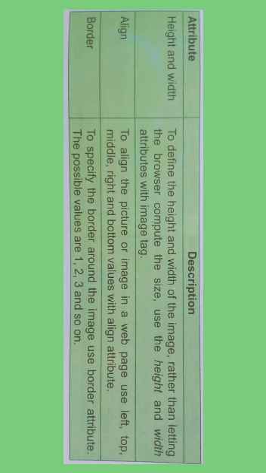Before specifying an image tag, let's take a quick look at the table given below specifying its attributes, height and width. To define the height and width of the image rather than letting the browser compute the size, use the height and width attributes with the image tag. Align. To align the picture or image in a web page, use left, top, middle, right and bottom values with the align attribute. Border. To specify the border around the image, use the border attribute. The possible values are 1, 2, 3 and so on.